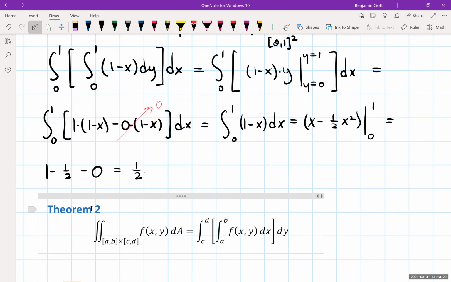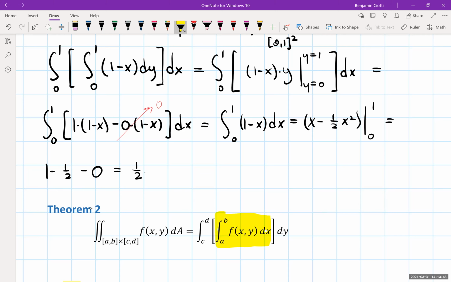So here's a theorem which gives us the formula if we had done the y integral first. Theorem 2 looks a lot like theorem 1, except now we perform the x integration first, and then we perform the y integration. It makes sense that this should be true, since x and y are treated symmetrically. At no point have we ever said there's anything special about x versus y.